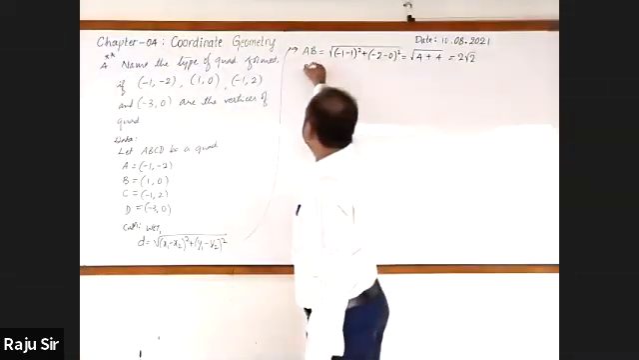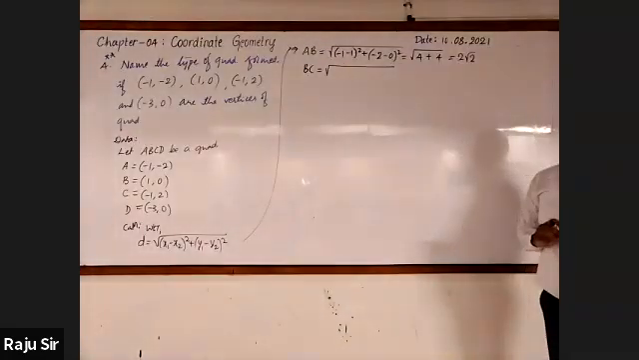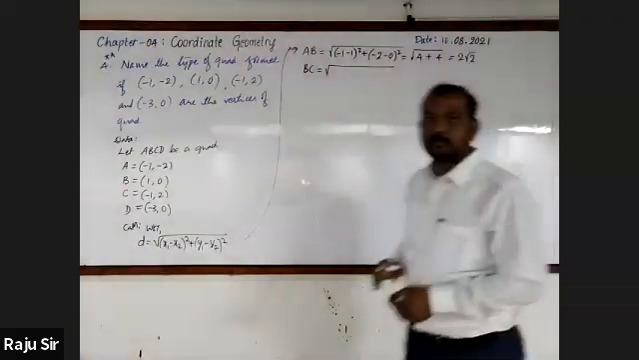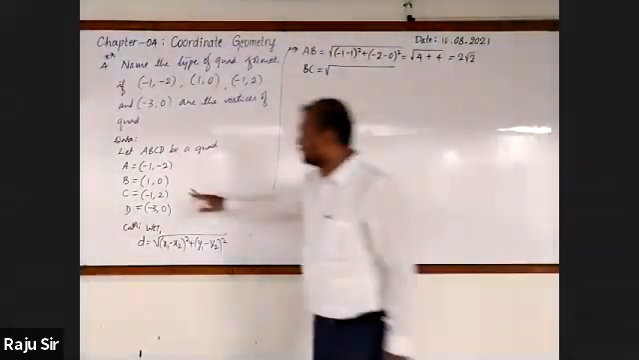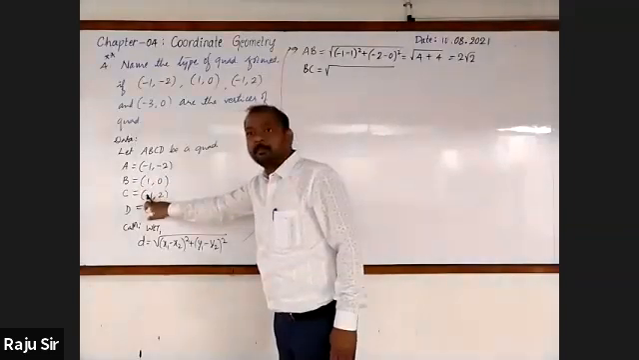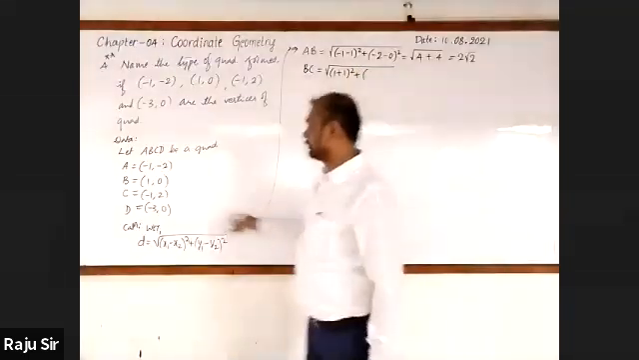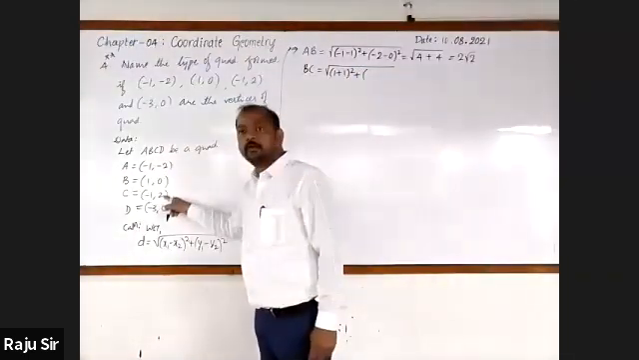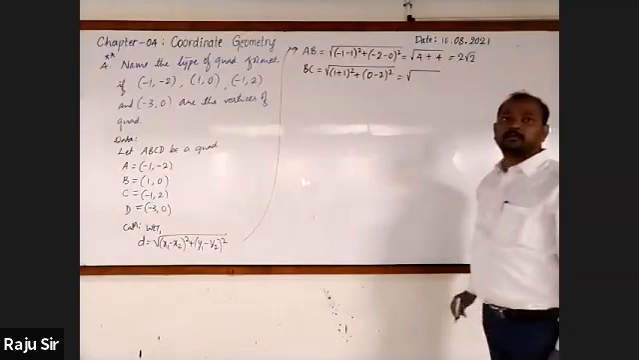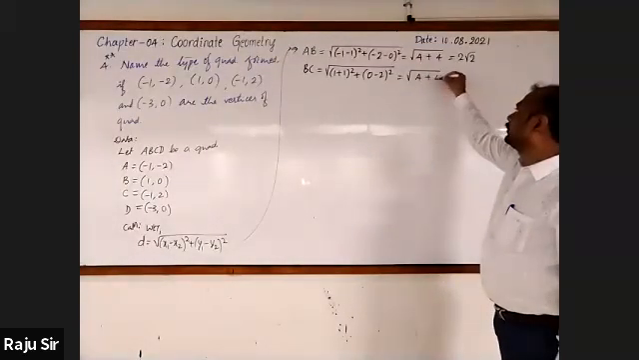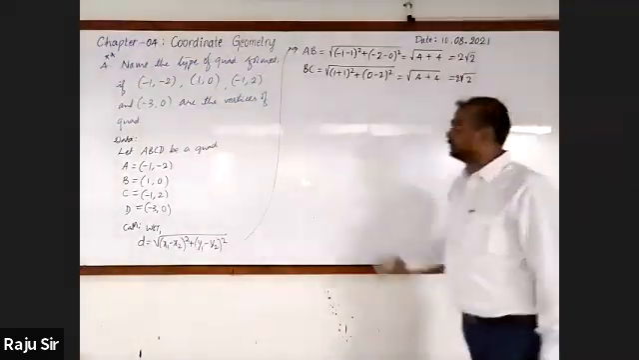Next, let's move on to BC. Please go on writing with me, don't lag behind. BC is 1 minus of minus 1, it is plus 1, so 1 plus 1 whole square, plus 0 minus 2 whole square. It is equal to the square root of 4 plus 4, which is 2 root 2. Check whether you got the same.